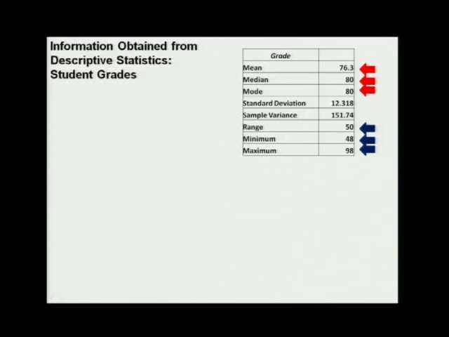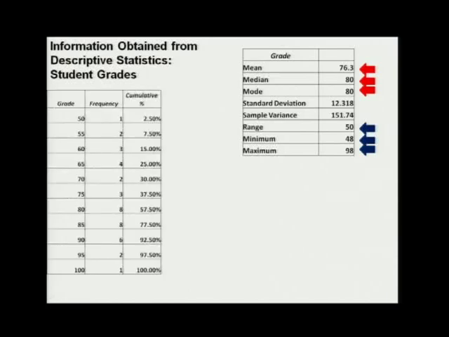So that gives us a good idea about the center of the grades, the mode. It gives us a good idea about the minimum and the maximum. It gives us a good idea about the range. We have a 50 points range from the lowest grade to the highest grade. And later on, we will discuss with you how to use the values of the standard deviation and the variance in further describing the data.